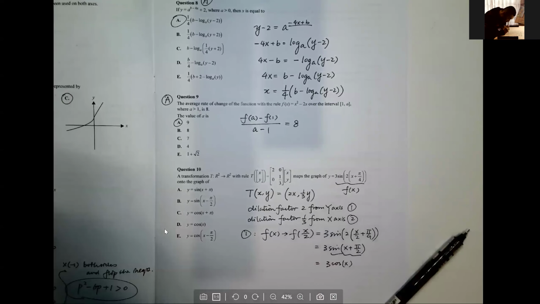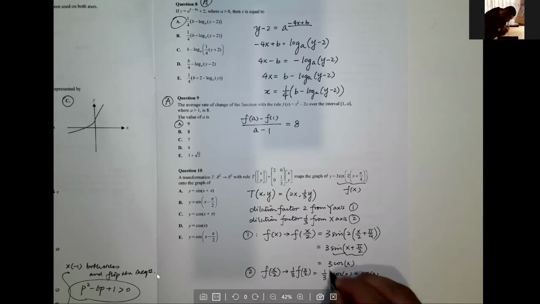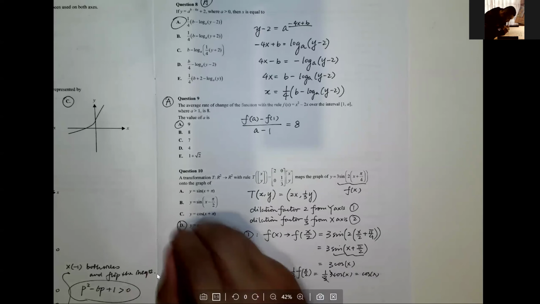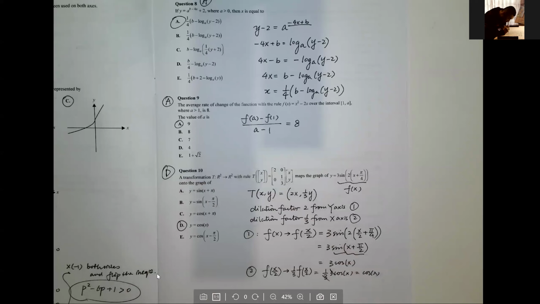Then, based on this thing, this is the second step. Go from f of half x to 1/3 of f of half x. So it's a consecutive transformation. Therefore, we cancel the 3 to get simply cosine x. Okay? So option D will be the correct answer. All right?